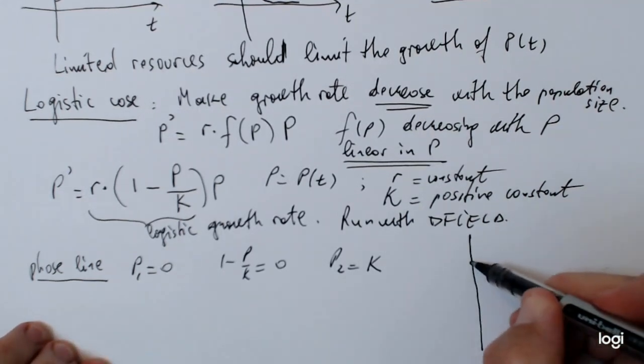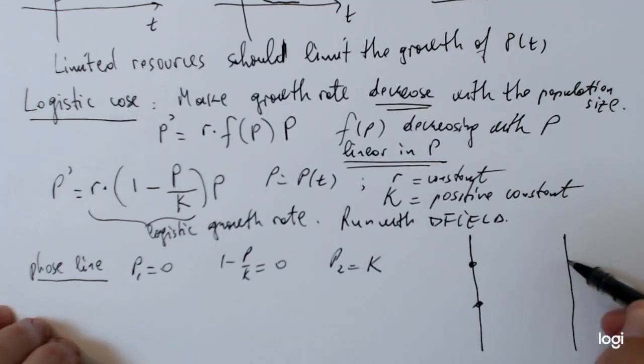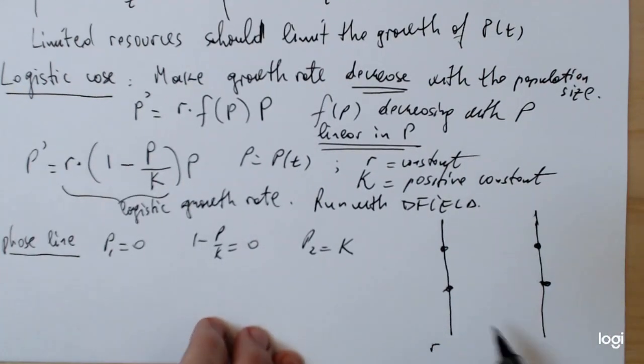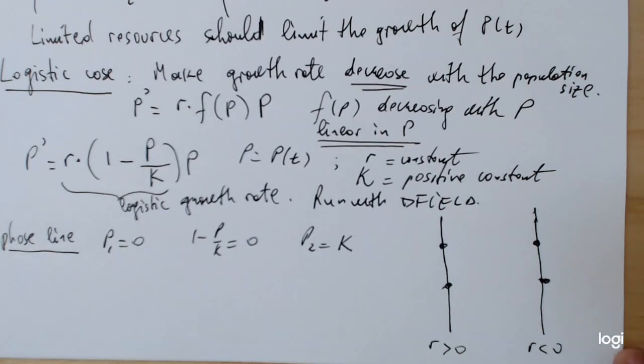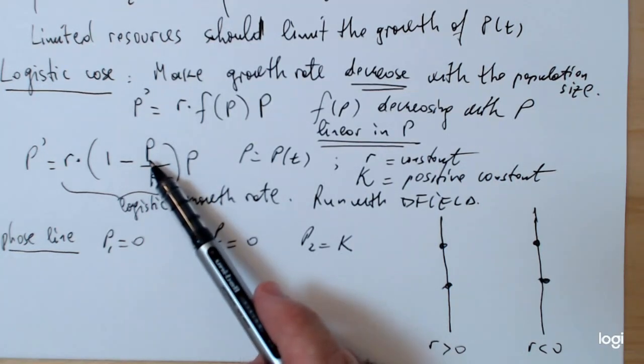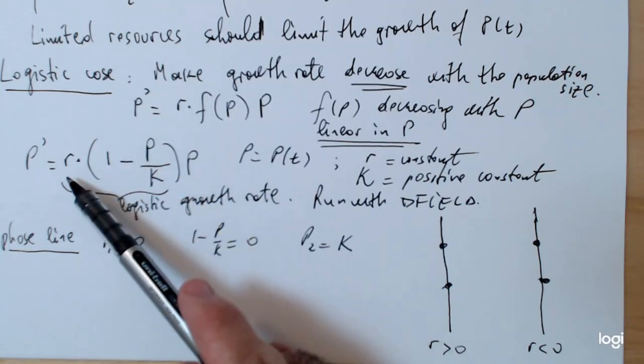I'm going to actually write two of them because I want to show you what happens if the growth rate r is positive and if r is negative. Because, like before, r could signify the difference between the natural birth and the natural death rate. And you could think of 1 minus P over K as just the logistic effect, namely the effect of the population size on resources. In other words, as P is increasing, this quantity essentially reduces the growth rate.